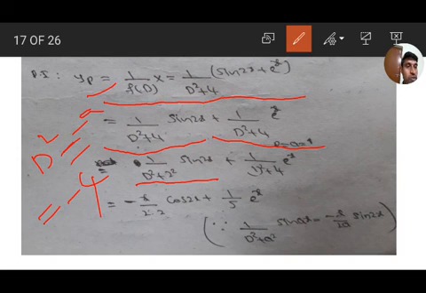So we need to use the formula 1 by d square plus a square sin ax equal to minus x by 2a cos ax. Here a equal to 2, so minus x by 2 into 2 cos 2x, that is minus x by 4 cos 2x.